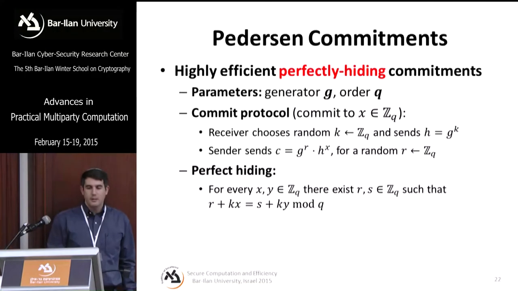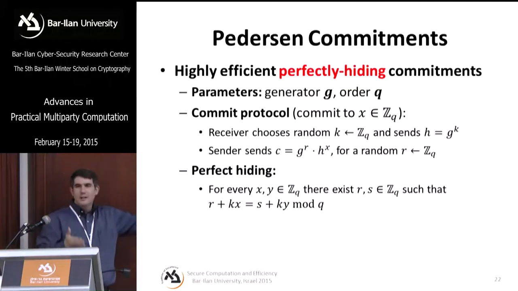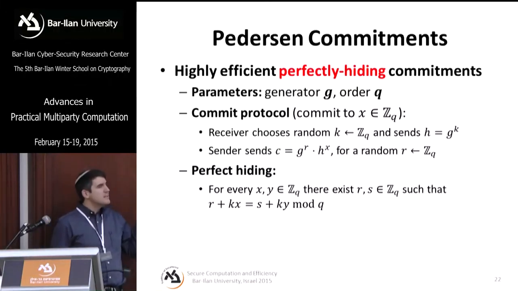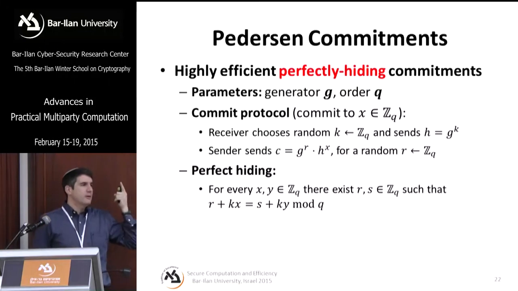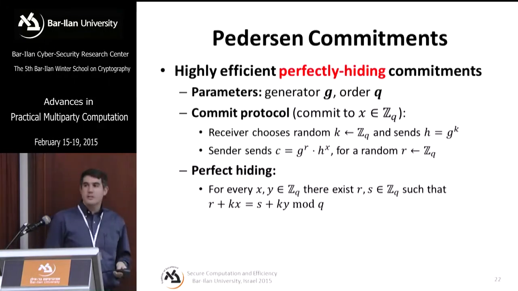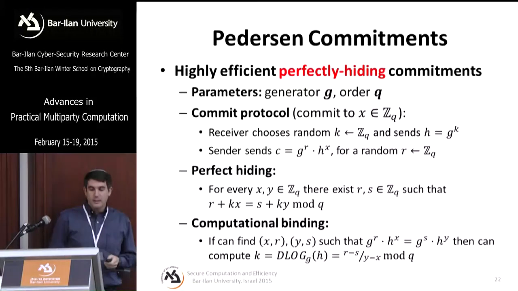They both reach exactly the same point, so you have no idea what value was committed to. What about binding? According to that, it seems okay, but if that's the case, then I can break binding. I can simply solve this equation and then break the binding. The problem is that this equation is in the exponent, and it's hard to work in the exponent in these groups because of discrete log, etc.